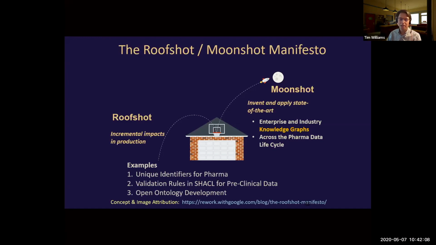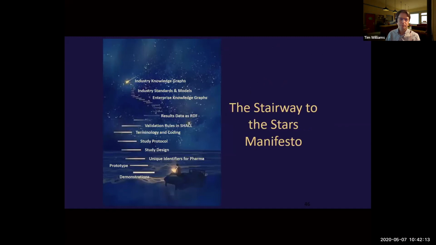I listed some examples here, but I find this analogy insufficient still. I now prefer the Stairway to the Stars Manifesto. It is still not a perfect analogy because many of these initiatives can and are occurring simultaneously, and the order can vary. Some projects are clearly more basic than others, like demonstrations and prototypes, compared to collaborative industry standards and shared industry knowledge graphs, which depend on the more basic fundamental initiatives. The analogy is better, but yes, not perfect.